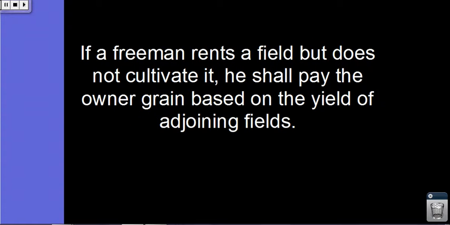If a free man rents a field but does not cultivate it, he shall pay the owner grain based on the yield of the adjoining fields. Is that fair? Is it not fair? Who is it that Hammurabi is trying to protect in this law?